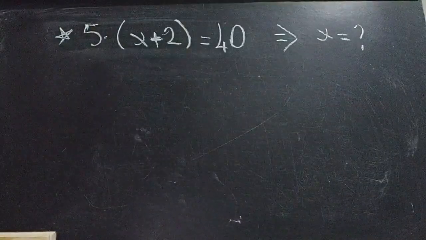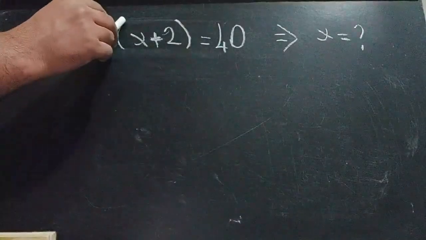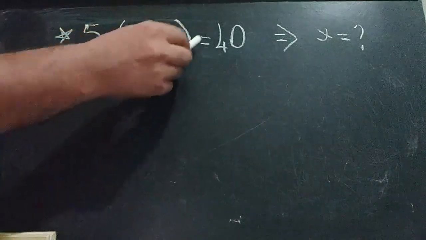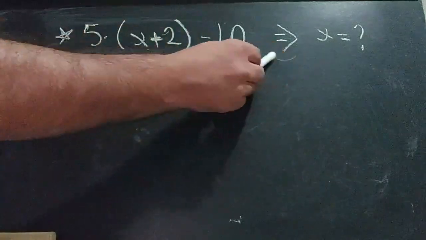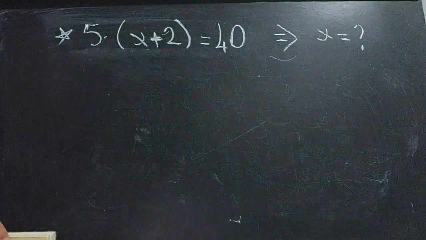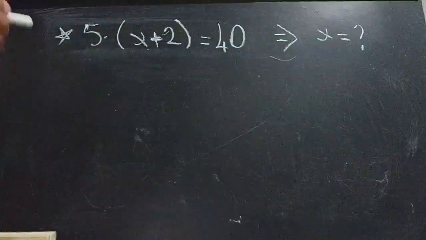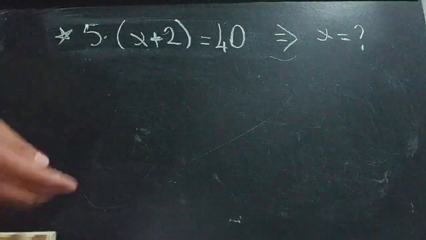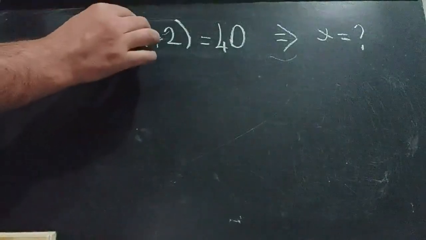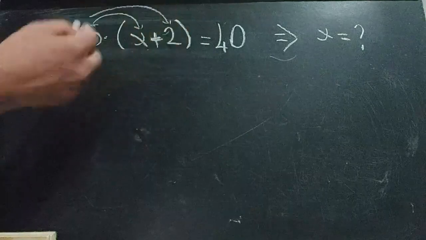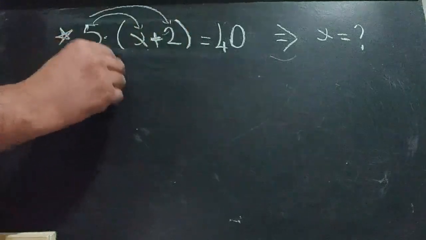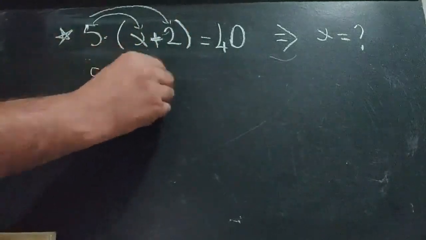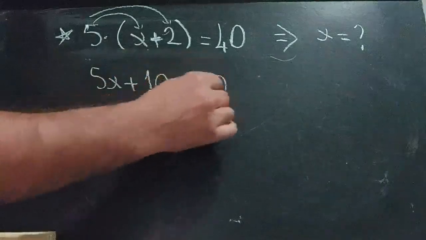Let's have a look at this question. 5 times bracket x plus 2 close bracket equals 40. What is the value of x? Alright, for this question I'm going to show you two methods. The first one is that you open this bracket. That will give me 5x plus 10 equals 40.